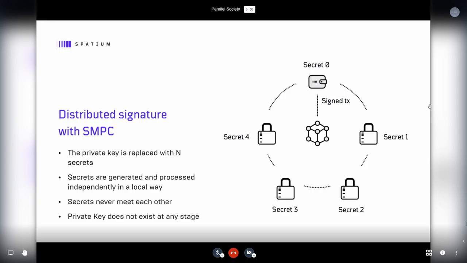And let's assume that we have some transaction that we need to sign. SMPC allows us to generate partial signatures with every secret, sequentially transferring partially signed transaction data between devices. On the output, we get the transaction which is signed with a private key that is effectively a multiplication of all these secrets. However, in fact, this private key was never generated. That's why it's secure, because you can't steal something that doesn't even exist.